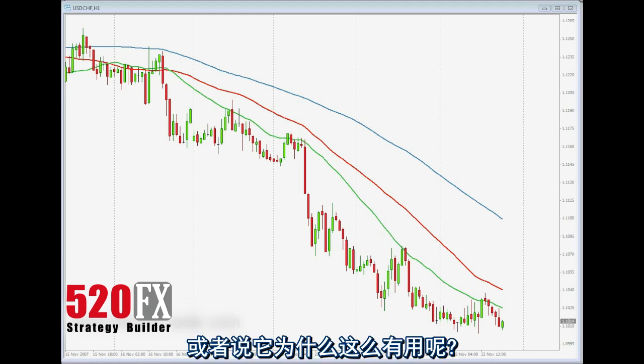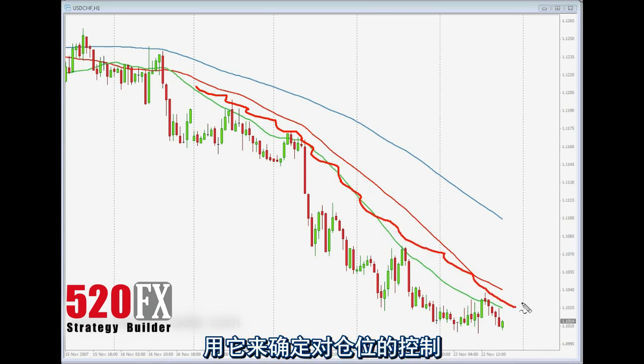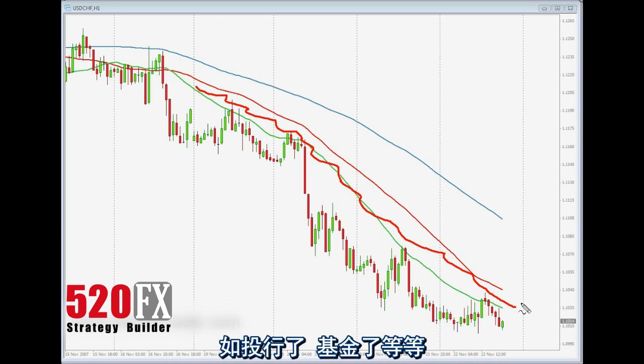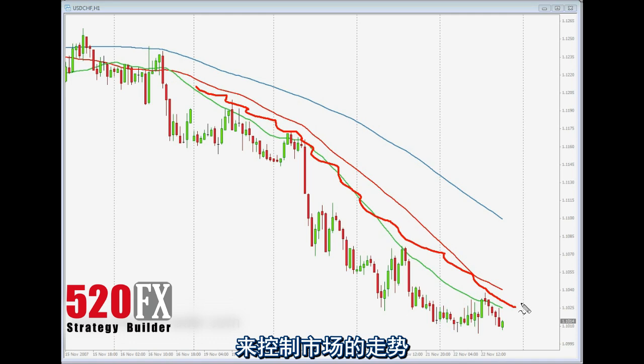basically the reason why it works is because institutional players like to keep an eye on this area, on these retracements, in order to adapt to their positions. I'm talking about, of course, large investment banks, hedge fund managers, etc. You know, the people who trade volume enough to actually move the market.